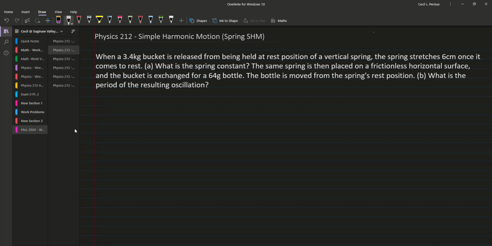This one's going to be spring-based. And so the question is, when a 3.4 kilogram bucket is released from being held at rest position of a vertical spring, the spring stretches 6 centimeters once it comes to rest. A, what is the spring constant?